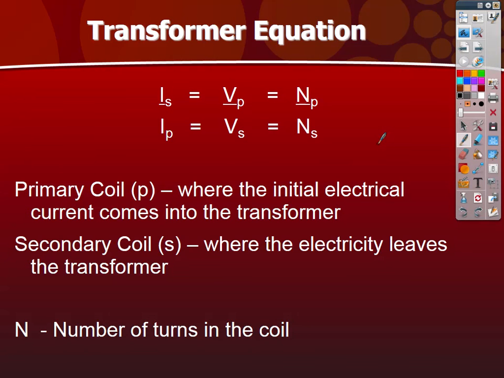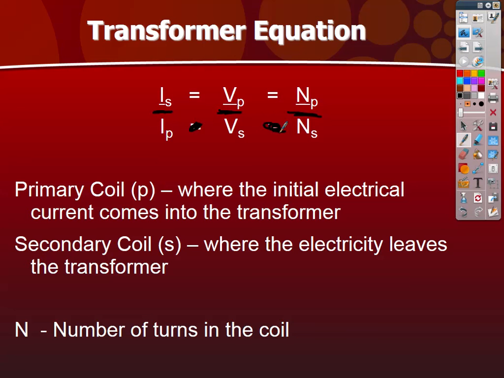All right. We're supposed to have a division between here. Division. That's there. We can get rid of these equal signs. All right. So this is your equation. Current in the secondary coil divided by current in the primary coil is equal to the voltage in the primary coil over the secondary coil, which equals the number of turns in the primary coil over the turns in the secondary coil.